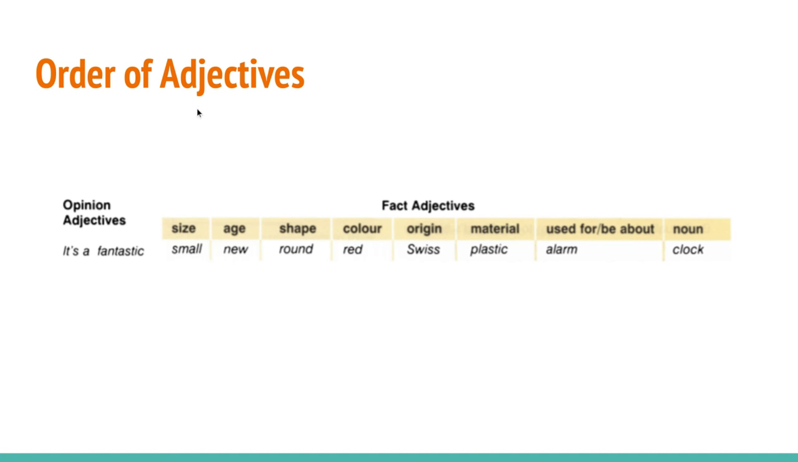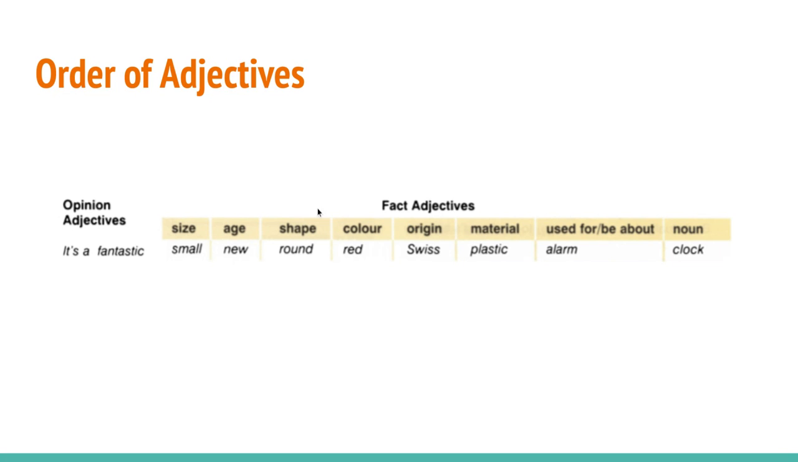Now, one last comment, and it has to do with the order of adjectives. Whenever we find a noun that is preceded by more than one adjective, the adjectives that are before that noun cannot just go in any order. They follow this order that is provided here. Sometimes this is a bit more or less flexible.